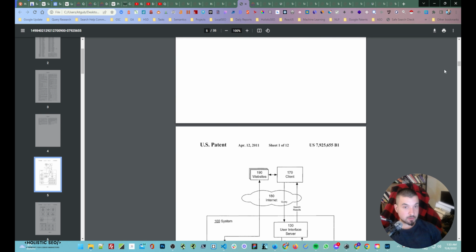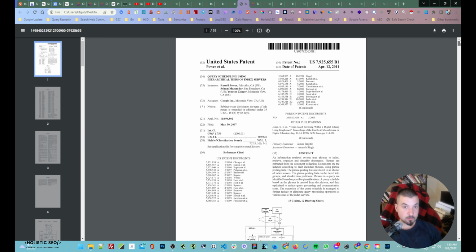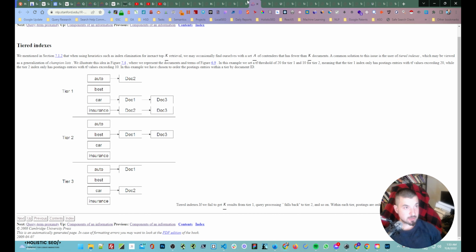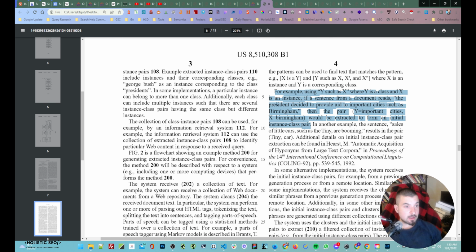So when it comes to this one here, okay, let's go top. It is about query scheduling using the hierarchical tier semantic servers. Sorry, we already processed that while I'm explaining these two. And let me explain this, because this is also about actually creating, let's say, lists or groups.